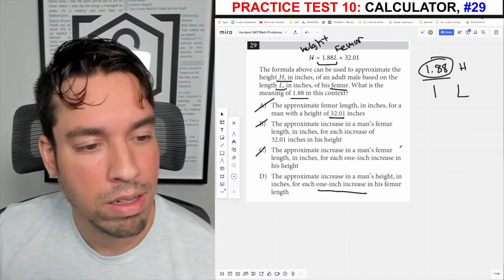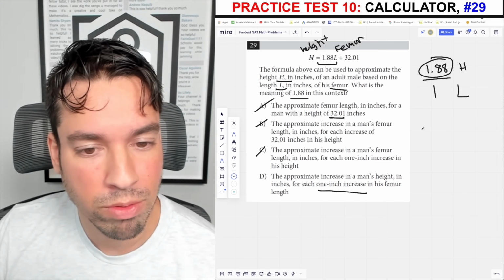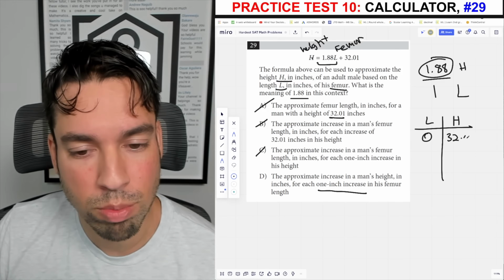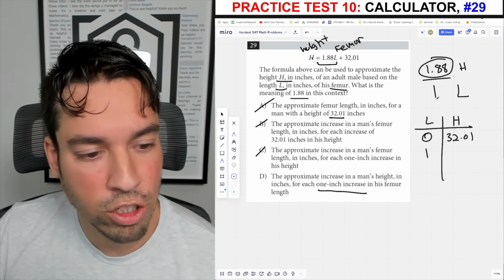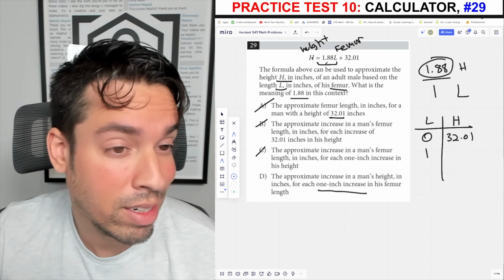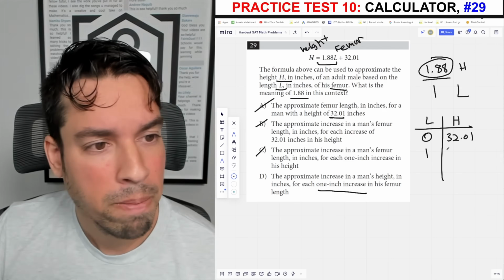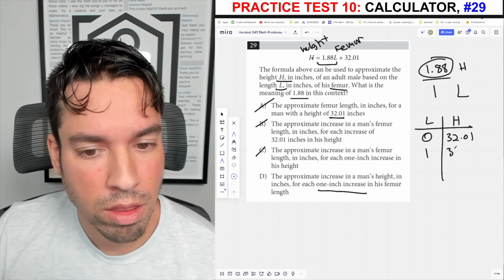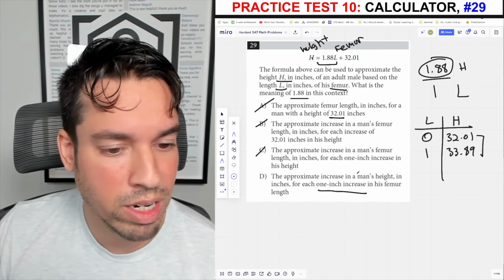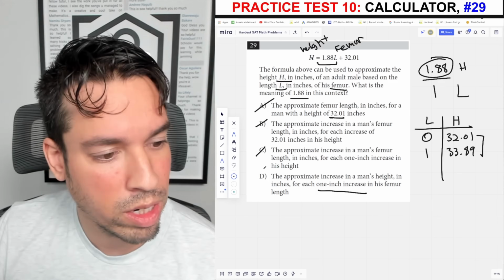Now we can verify this by doing a little table, as I mentioned before. So if we start with 0 for length, we of course get a height of 32.01. Now we do a 1-inch increase in the length of the femur as they represented there. 1 times 1.88 is 1.88, plus that is 33.89. That indeed represents a 1.88 increase in height, and we are done.